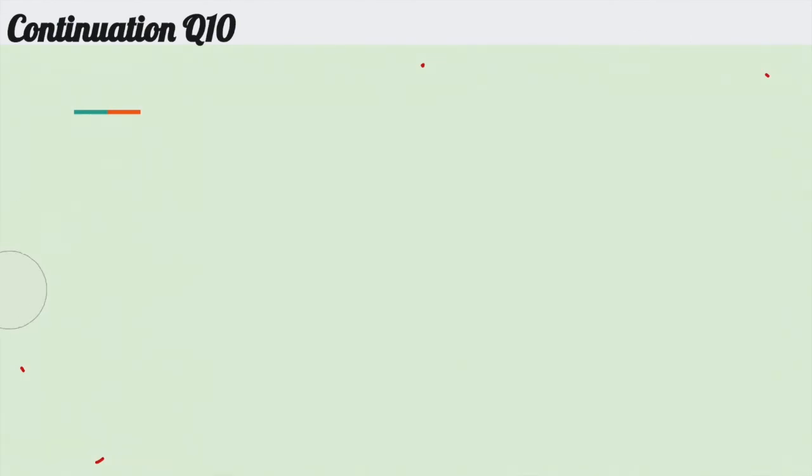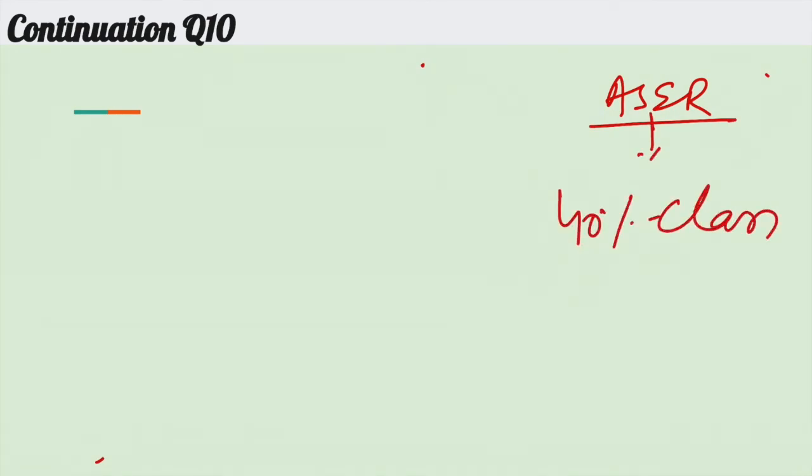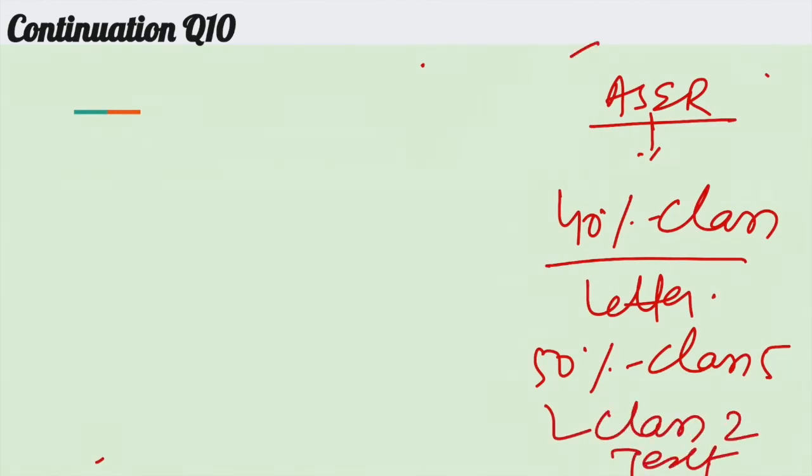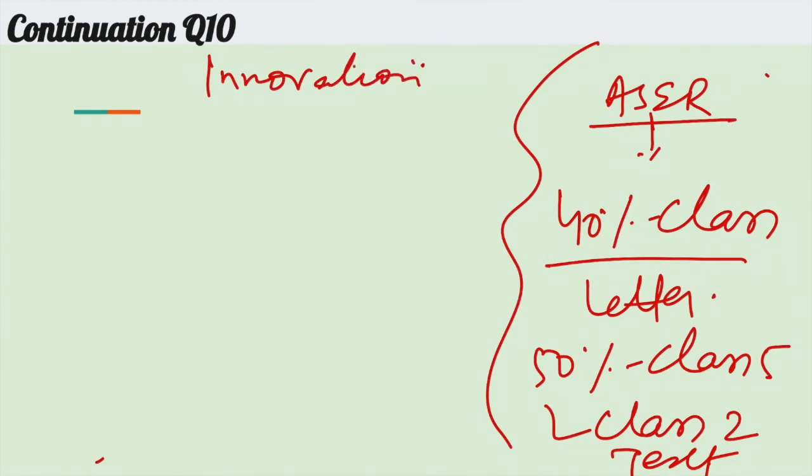So now we will have to focus on the innovative mechanisms which we can give to increase the learning outcome and also decrease the drop rate. But before that, we will also have to talk about the learning outcome. In this context, we will use the ASER report, that is, Pratham. This report says that 40% of class 1 students cannot recognize letters, and more than 50% of class 5 students cannot read a class 2 text. This is the reflection of the learning outcomes.